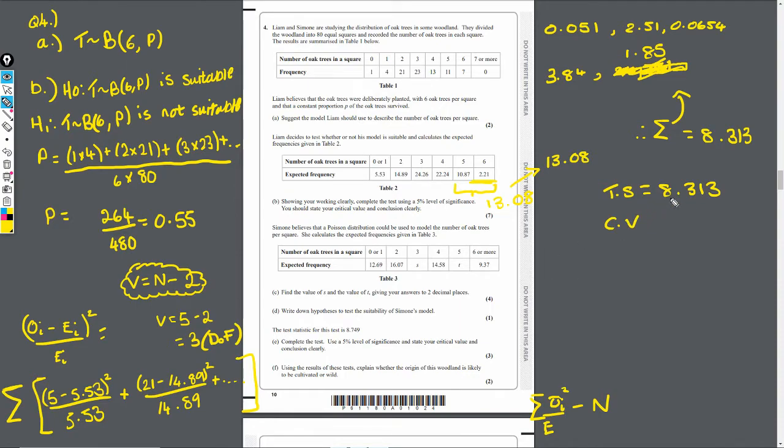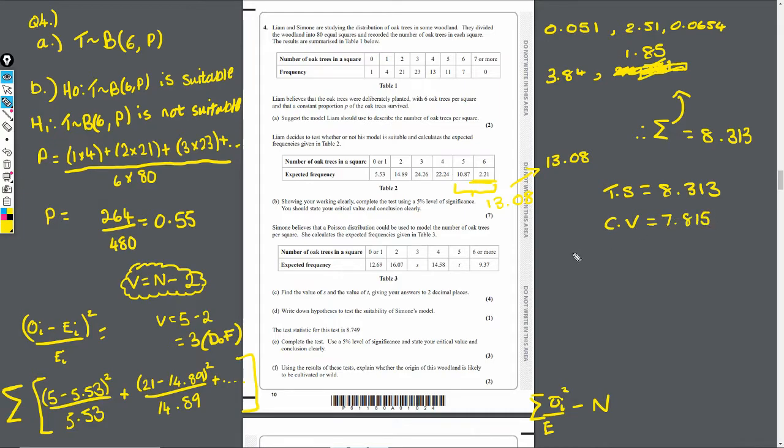It's page 36. What significance level? 5% significance level. So make sure you read from 0.05, not 0.95. That's a common mistake. So 0.05, and we've got 3 degrees of freedom. That'll give you a critical value of 7.815.